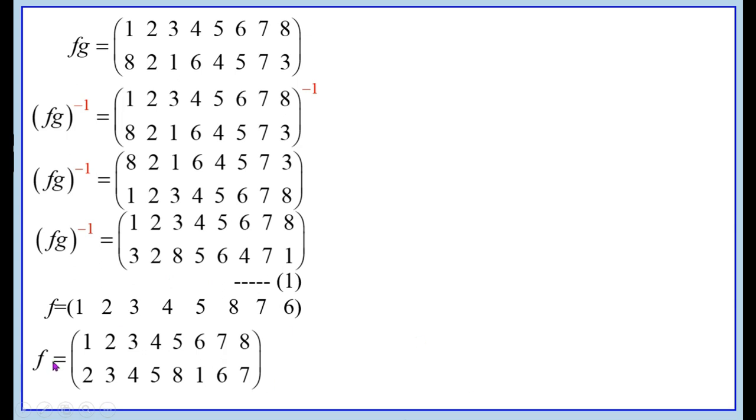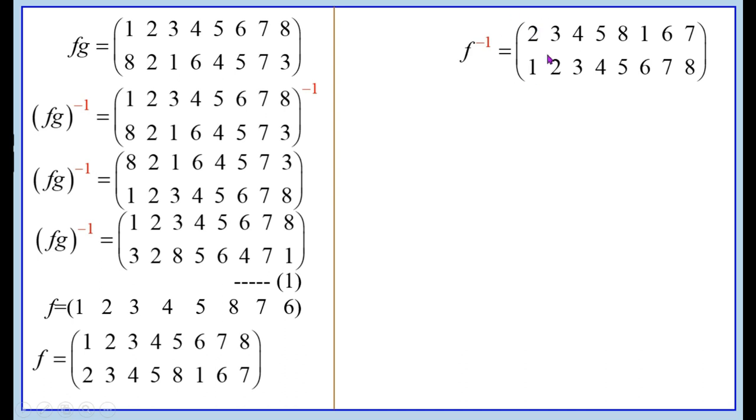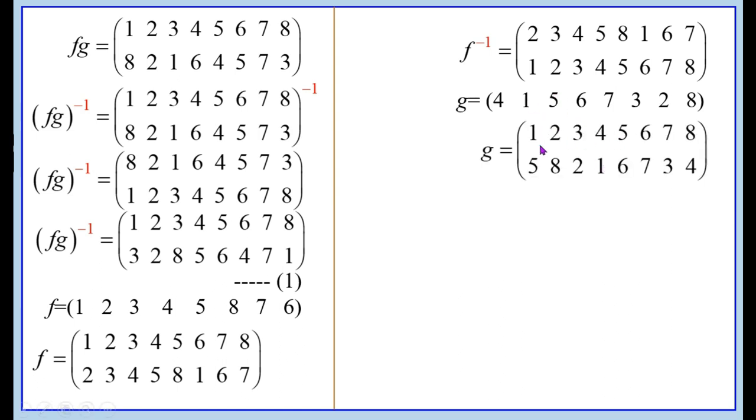Now we have to find its inverse. To write the inverse of this permutation, we have to interchange the rows of F. Therefore, F inverse is the permutation 2, 3, 4, 5, 8, 1, 6, 7 in the first row and 1, 2, 3, 4, 5, 6, 7, 8 in the second. Now consider another cycle G, which can be expressed as a permutation: 4 goes to 1, 1 goes to 5, 5 goes to 6, 6 goes to 7, 7 goes to 3, 3 goes to 2, 2 goes to 8, 8 goes to 4.